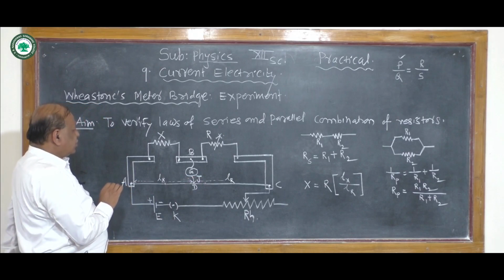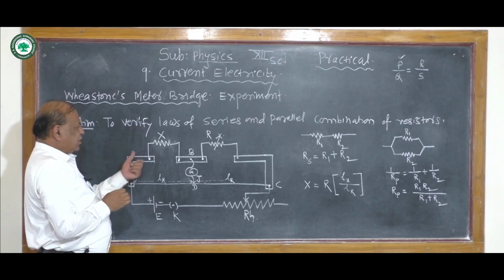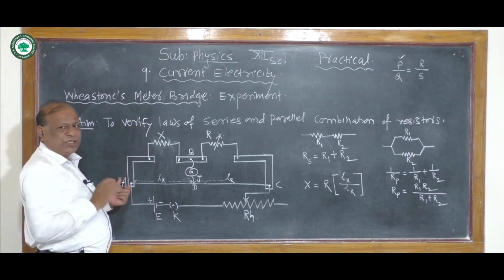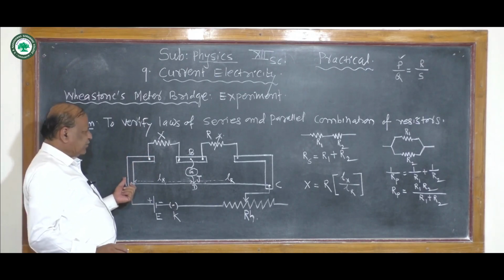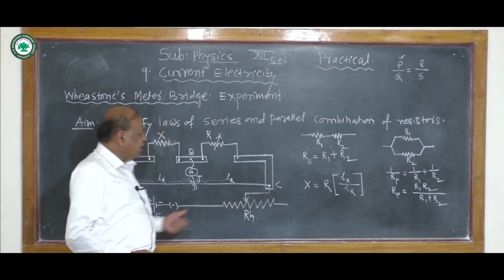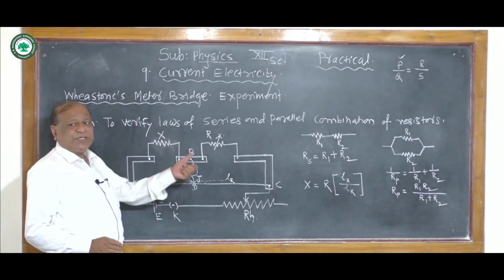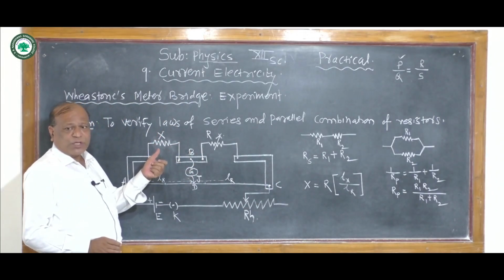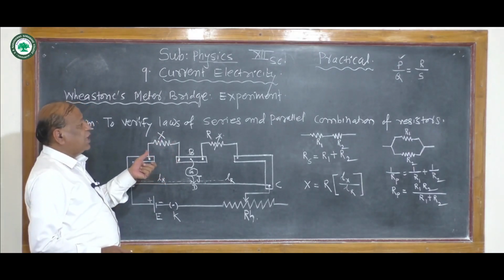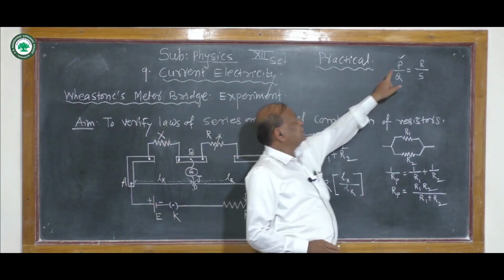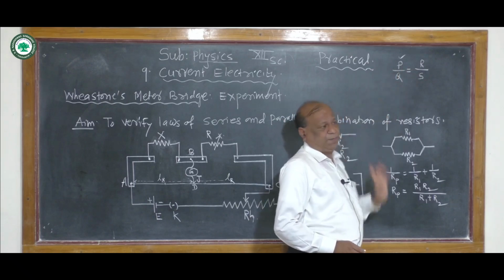Now for the balancing condition, initially this galvanometer shows the deflection on both sides, that is at point A it is left, at point C it is right. At that time this Wheatstone's meter bridge is balanced, that is, the current flowing through that galvanometer is 0, and at this balancing condition, P by Q is equal to R by S is verified here.